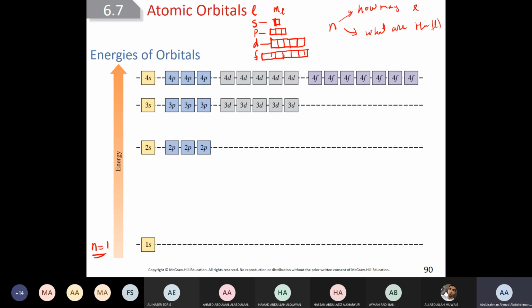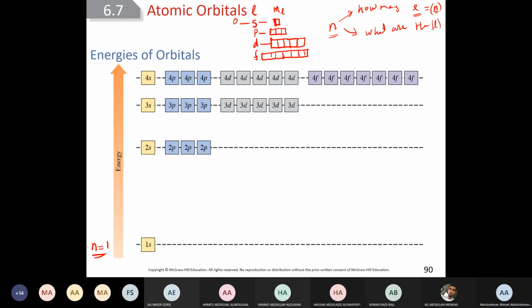Next, if we have n equal to 1, how many L? 1. The answer is n. Don't forget this. What's the value for this one? 0. What's the other name for 0? S. So if we have n equal to 1, S, how many orbitals do we have? Only one S. Clear?